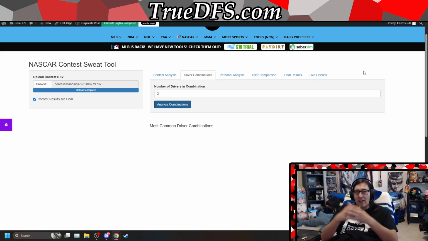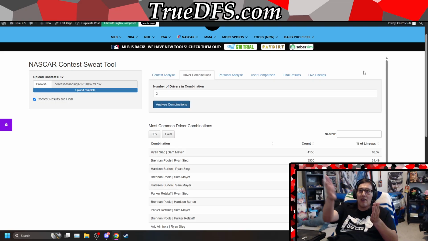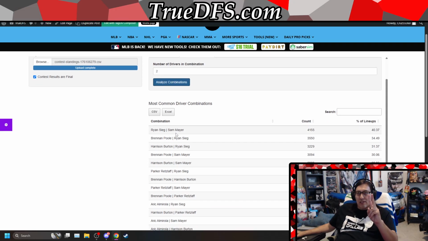And yet again, this shows the amount of most common driver combinations. So right now I click 2. You can go anywhere from 2 to 6, although 6 is going to be the main lineups. But, for example, if you want to see the highest combination of any 2 drivers, Ryan Sieg and Sam Mayer accounted for nearly 40% of lineups. These 2 were together. Then you had Poole and Sieg, Harrison Burton and Sieg, Poole and Sam Mayer.